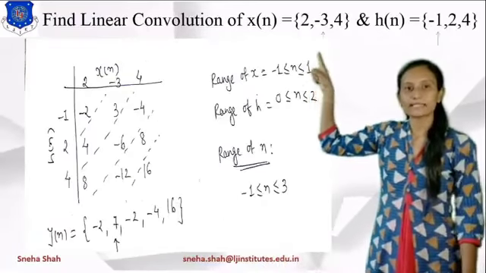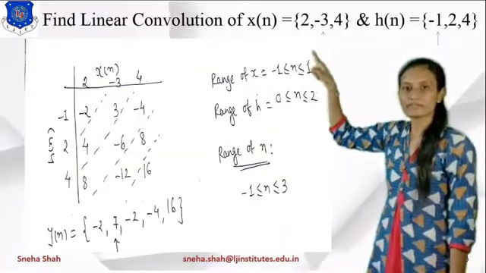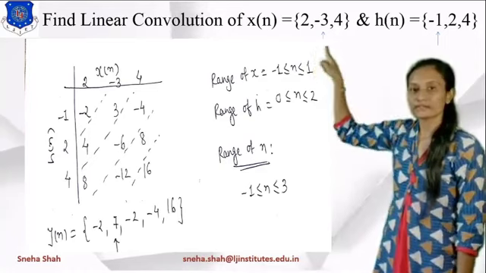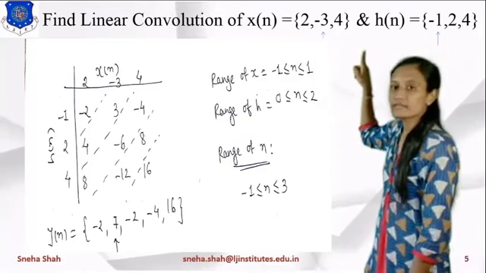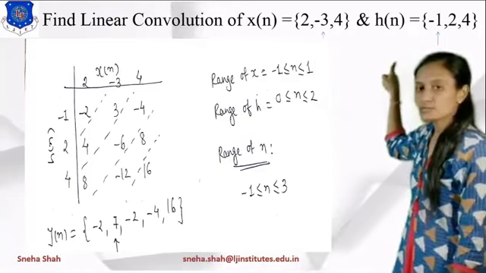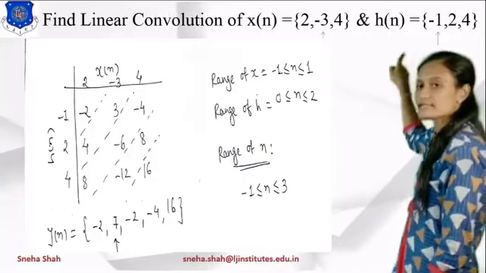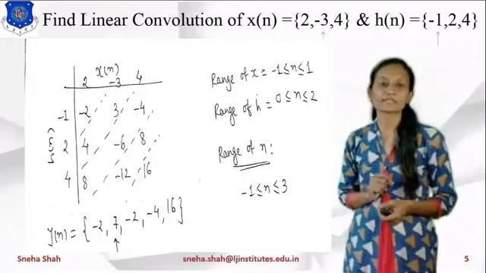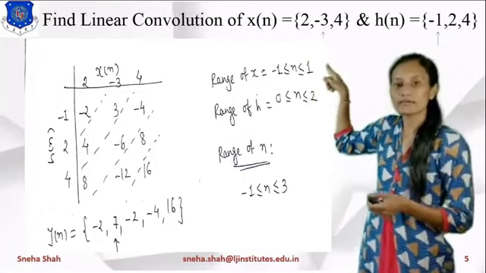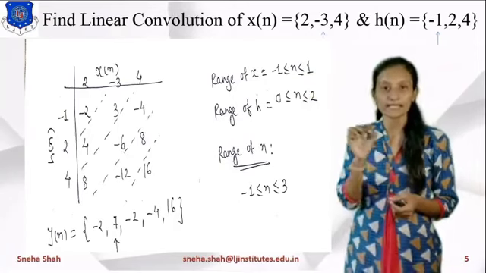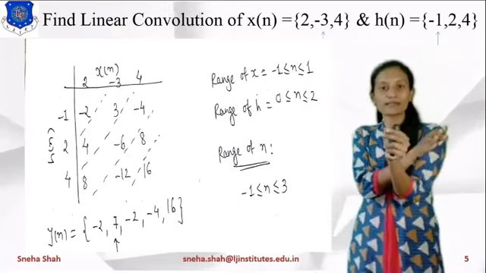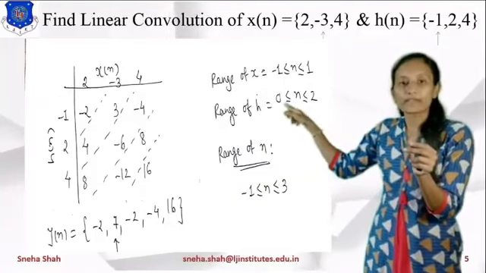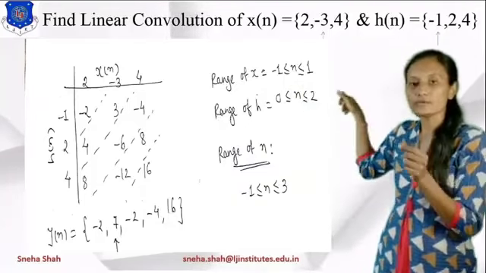Now the next example is to find the linear convolution of x of n equals 2, minus 3, 4. In this, the arrow is given below the minus 3. Same way h of n is given as minus 1, 2, 4, and in this the arrow is given below the minus 1. So if we are finding the range of x, its value will be in between. The arrow is given at minus 3, which means its value is n equals 0, right? So before 0 the value will be minus 1, and after 0 its value equals 1. So the range of x will be from minus 1 to 1.